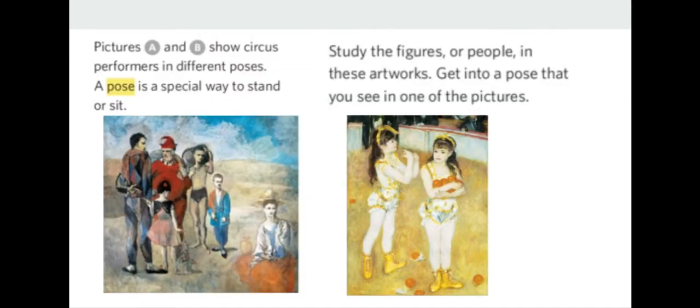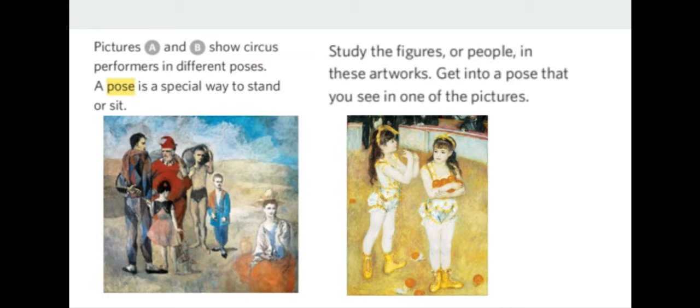Let's look at some more artwork. I have a picture by Picasso. This is called The Family of Saltimbanques. It's a French word for acrobat. If we look at this first picture, which pose is probably the easiest to hold? Remember, a pose is a special way to stand or sit.